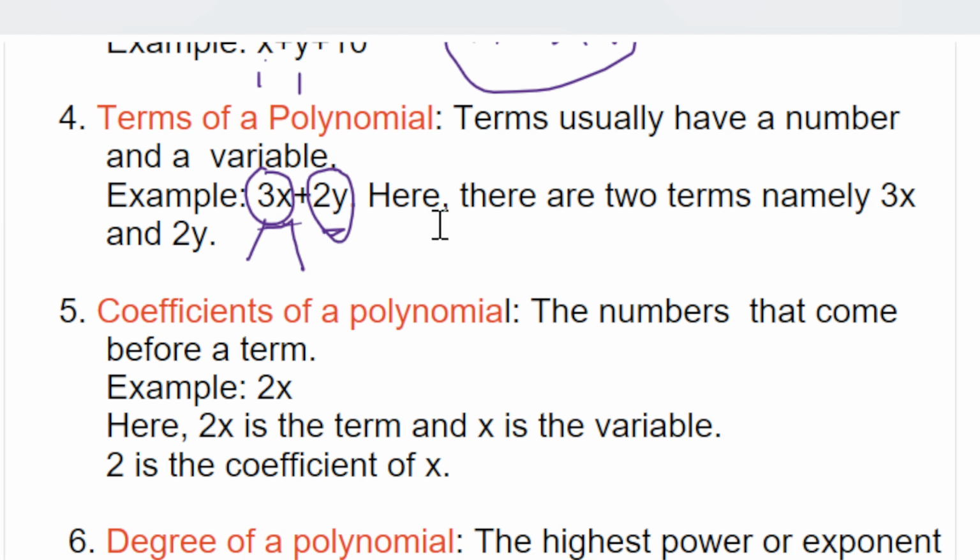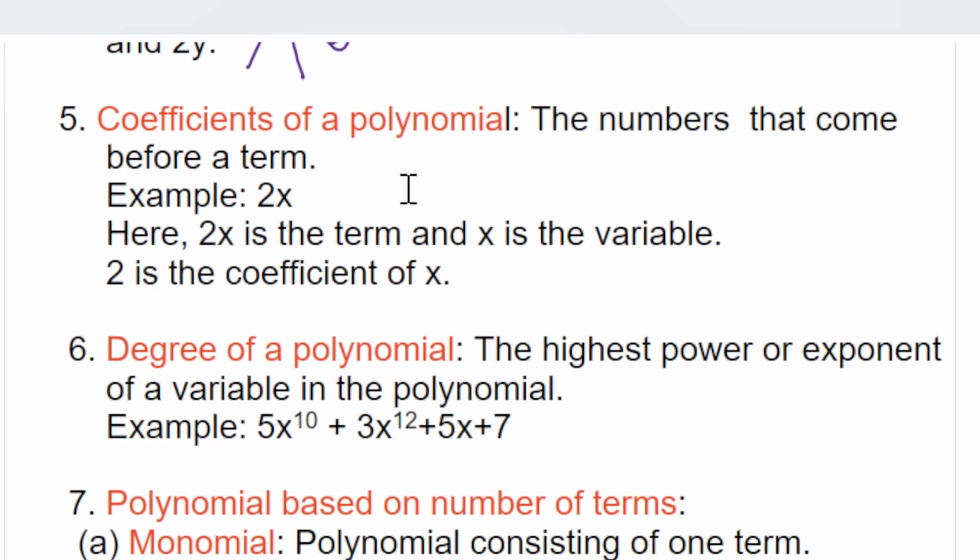Let's see 5, coefficient of a polynomial. This is very important again. Questions always used to come from coefficients. So coefficients of a polynomial are the numbers that come before a term. Let me take this example, 2x. This is my one term, so 2 is the number, x is the variable. So before variable x, what is coming? 2. So this number 2 will be your coefficient. 2x is the term, x is the variable, and 2 is the coefficient of x.